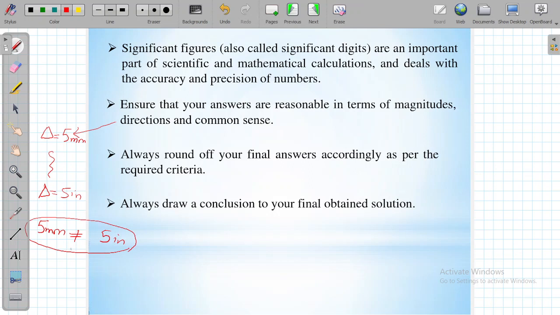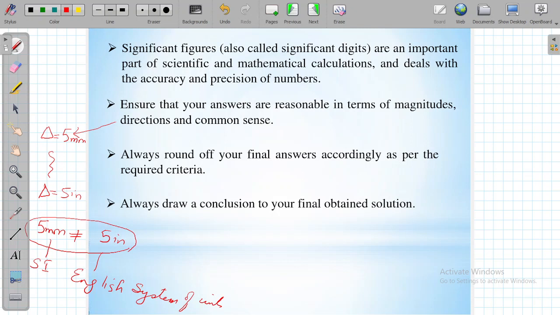So you have to be very careful, because this is going to be your SI system of units, and this is basically used to be in your English system of units. So don't commit these mistakes.